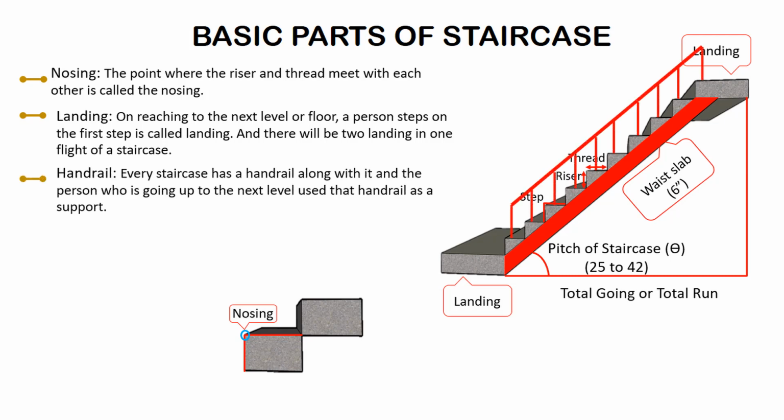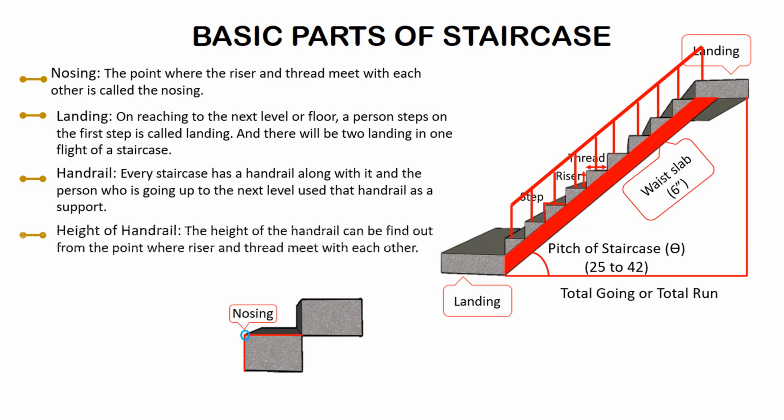Every staircase has a handrail along with it, and the person who is going up to the next level uses that handrail as a support. The height of the handrail can be found out from the point where riser and thread meet with each other, and the combination of a number of steps is called a flight. So these are some basic parts of a staircase.